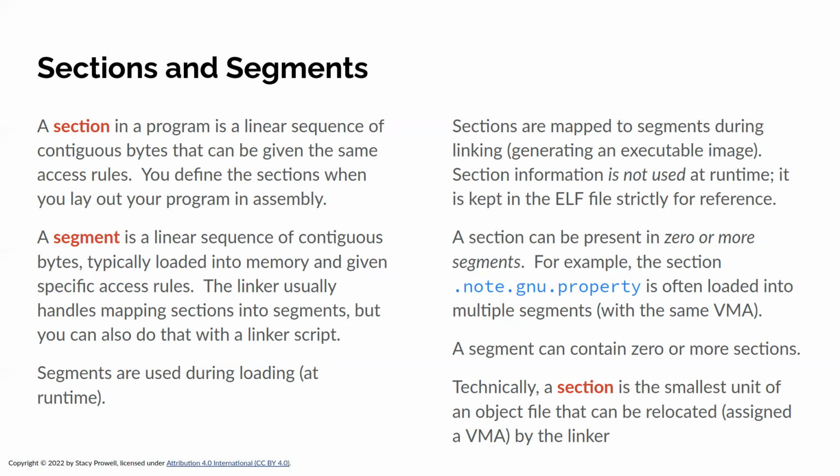All right, a section can be present in 0 or more segments. That may be a little weird to you, but we'll see how that works. The section .note.gnu.property is often loaded into multiple segments. A segment can contain 0 or more sections. A segment might not have any sections in it. The technical definition for a section is it's the smallest unit of an object file that gets relocated or given a virtual memory address by the linker. And that's done when it puts it into a segment.